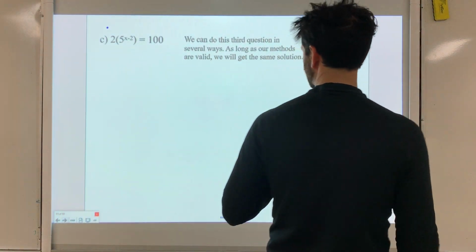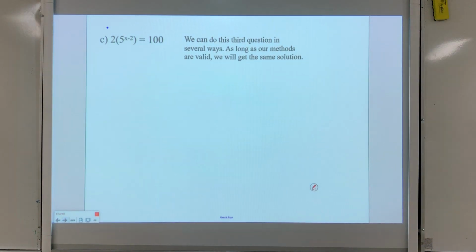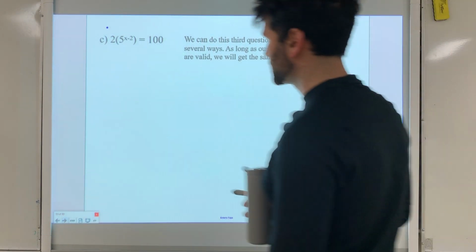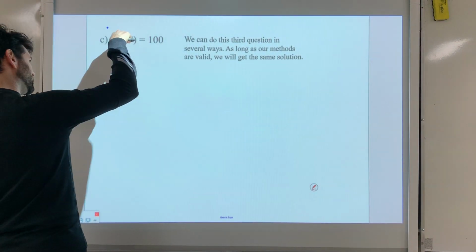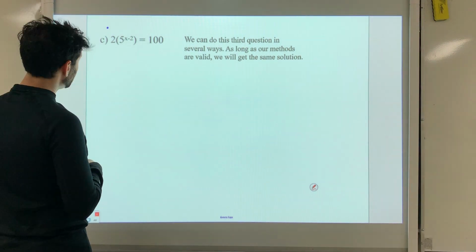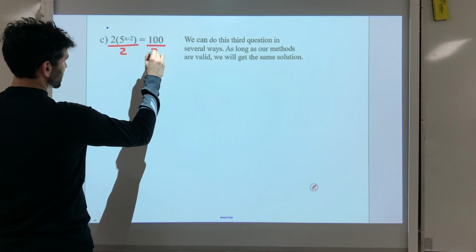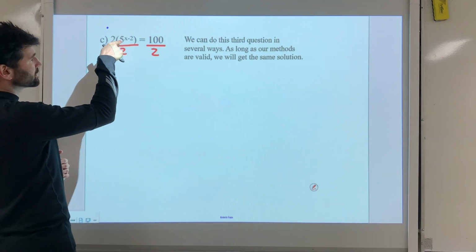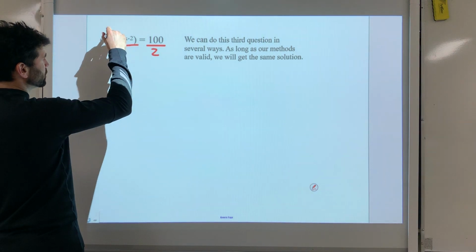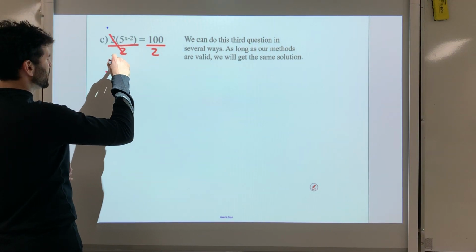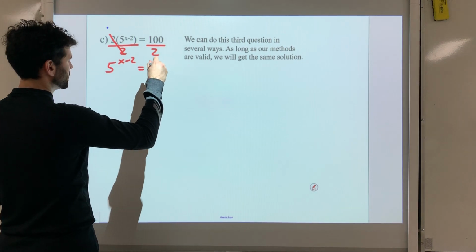There's a couple ways to do this one. And as long as the methods are valid, you're good to go. So what I see when I look at this one is I got 2 times this thing with a variable in my exponent equals 100. Well, the way I see it is I can divide both sides by 2. Now I can do that because I'm not doing anything to the base of this. Okay, so I can't multiply them together, but I can go 2 divided by 2 is 1, so that gives me 5 to the power of x minus 2 equals 100 divided by 2 is 50.